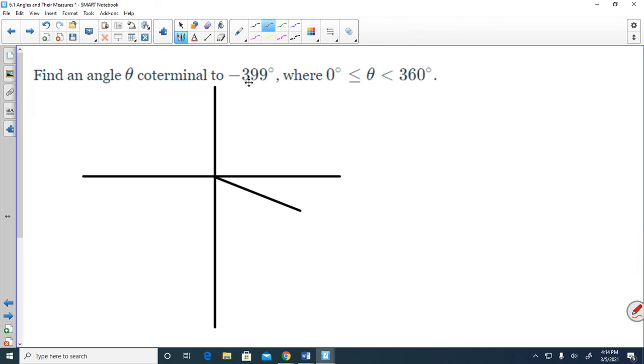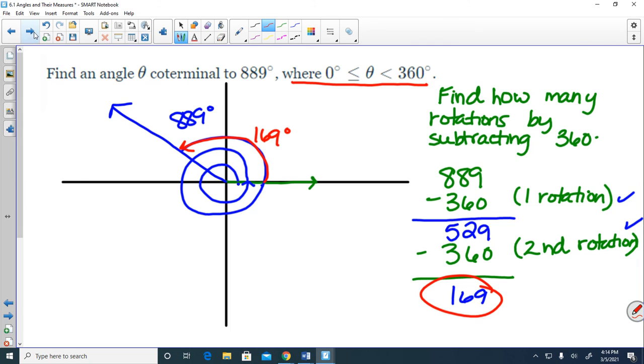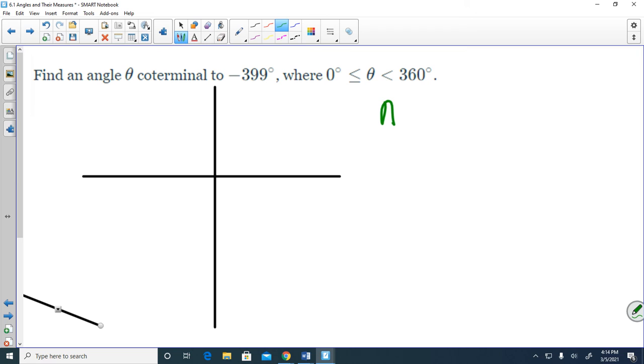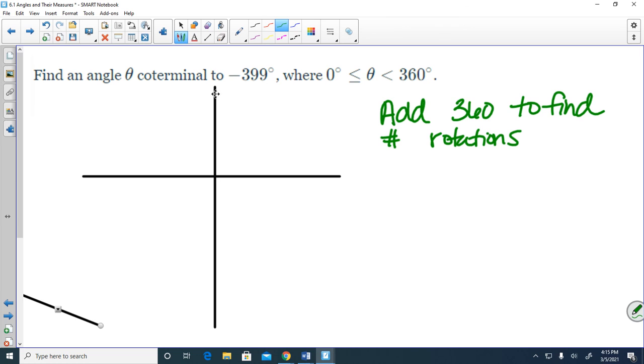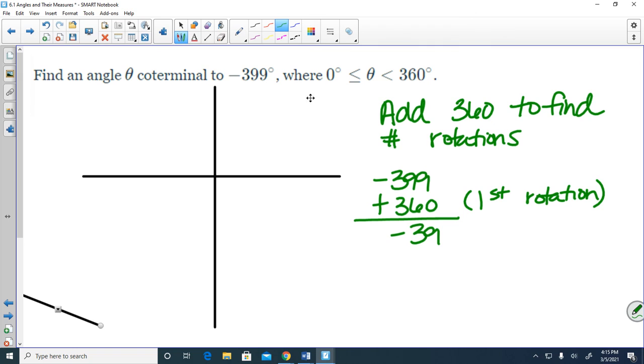We can also do this with negative angles. For negative angles, so if you looked at, we had a positive angle and I had to subtract to find how many rotations. If you have a negative angle, we're going to add 360 to find how many rotations. So I had negative 399. If I add 360, I get negative 39. So adding the 360, that's the first rotation. I need to add until I get to a number between 0 and 360. So I'm going to add another 360. And I get 321. Adding that 360 is the second rotation.